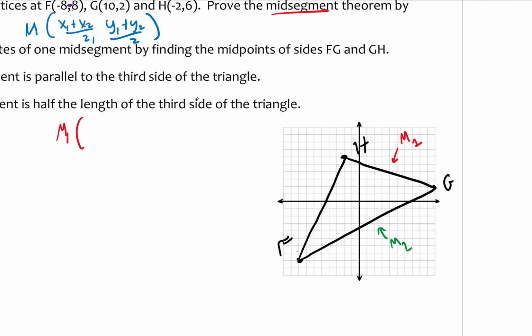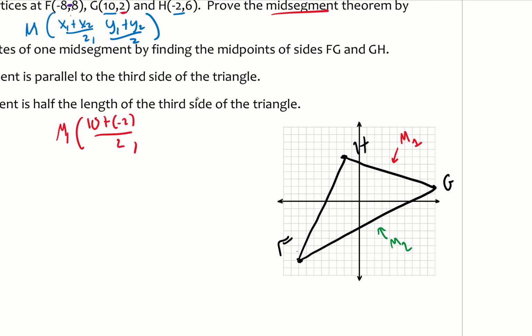So let's do that for HG for the midpoint 1. The coordinates of H are -2 and 6. The coordinates of G are 10, 2. So you're going to add up the x coordinates for those. Doesn't matter what order. And let me color code that here.